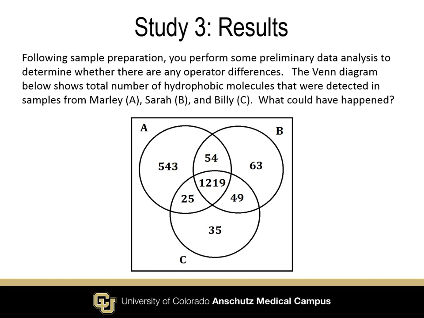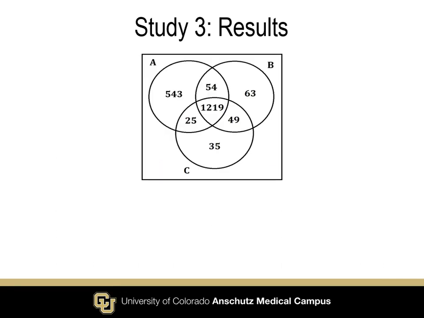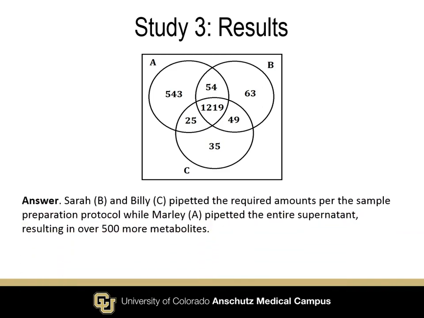And as you can see, A, which indicates Marley's results, she has 543 unique compounds showing up in her metabolomics study. So I can see that that's going to be an issue to continue this, or to even use her samples. What could have possibly happened that her samples had so many more unique compounds? Any ideas? Okay. So let's go to the answer, since we don't have one.